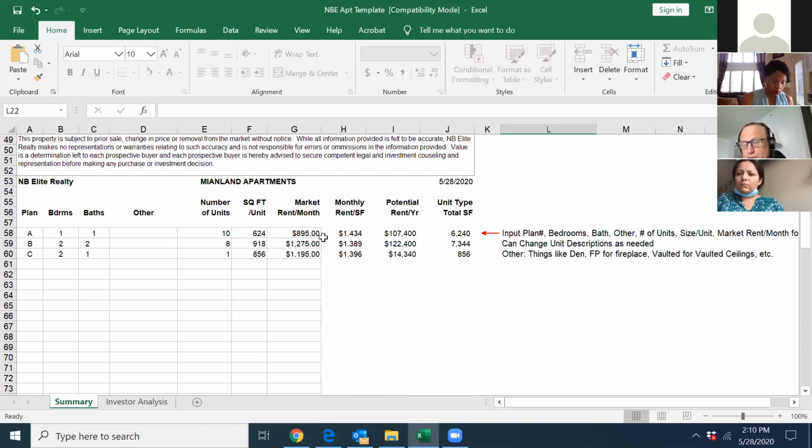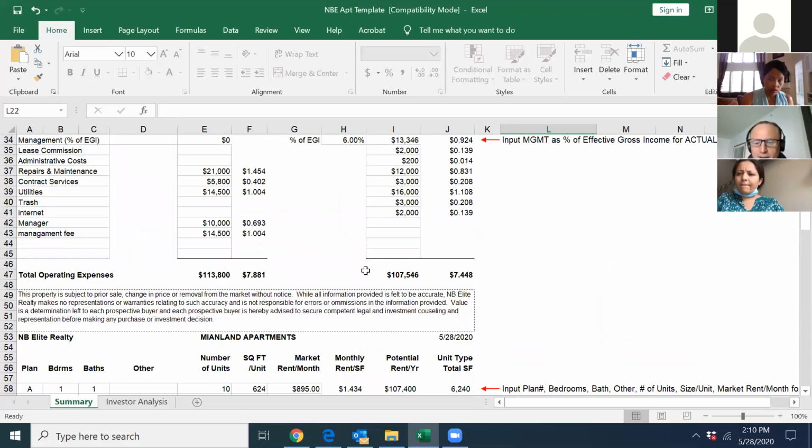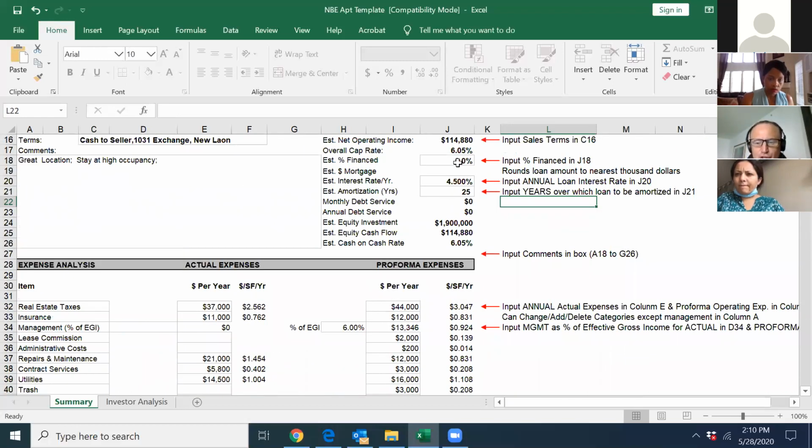This property is for a cash buyer. So let's say it's not a cash buyer, and let's say you want to do something. So what do we do now, okay?